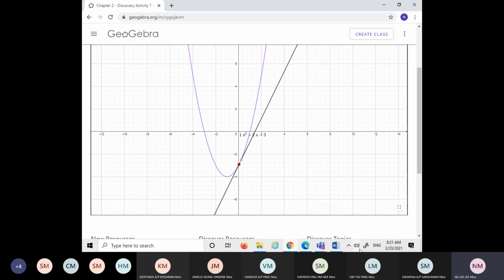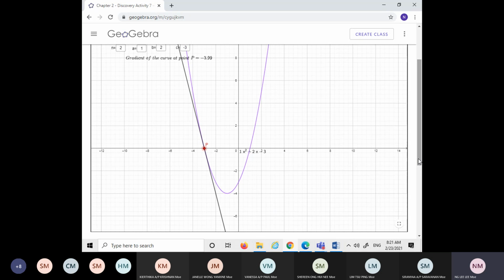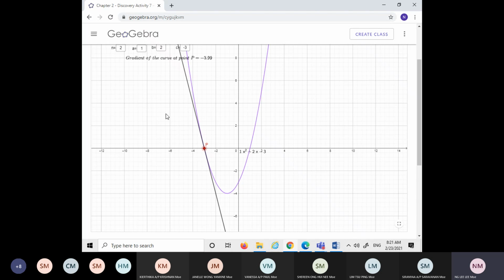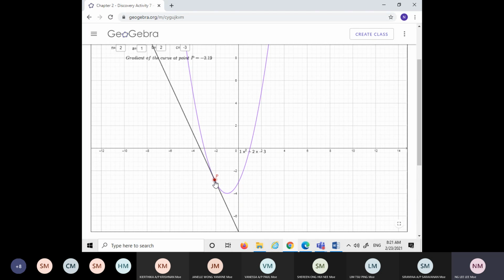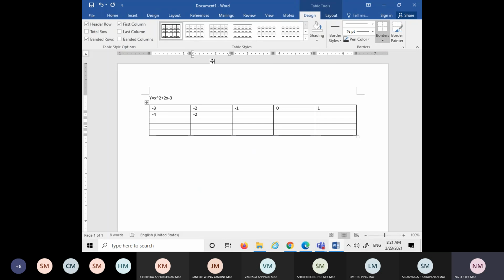Okay, so the first point is x = -3. So at -3, I move the P. Okay, x is -3, here. Let me read the gradient. The gradient is -3.99, so -4. So the gradient is -4. And x is -2. Here, it's -1.99, so -2. So -2.